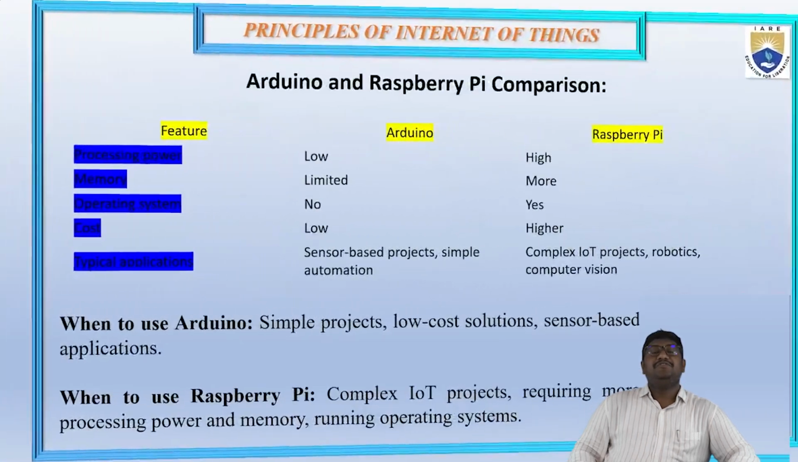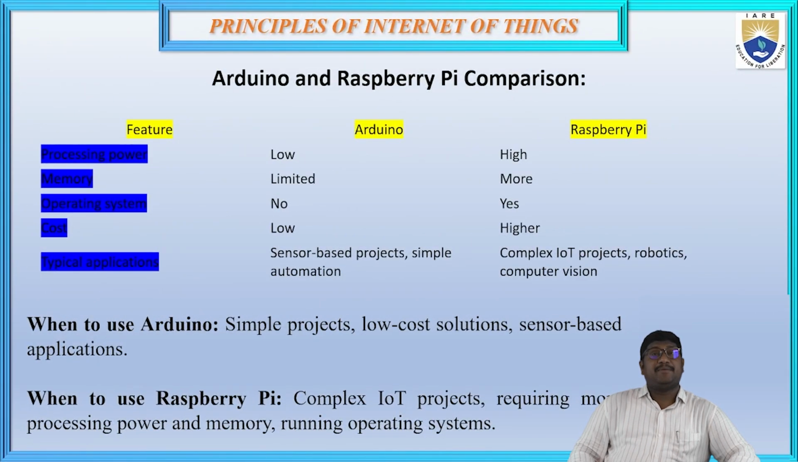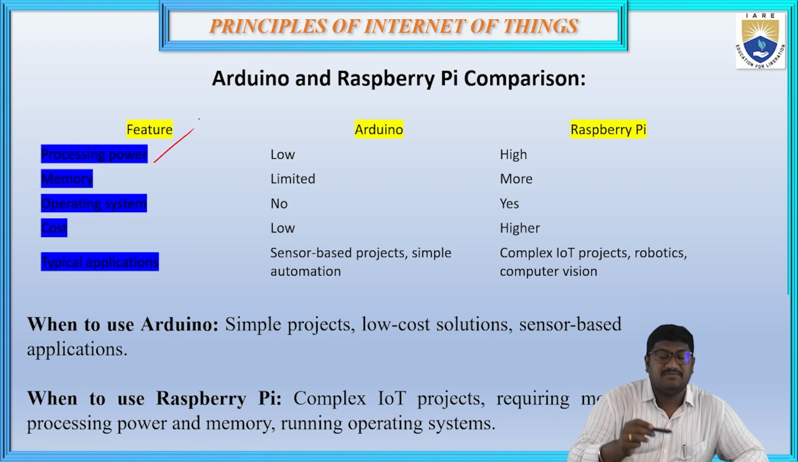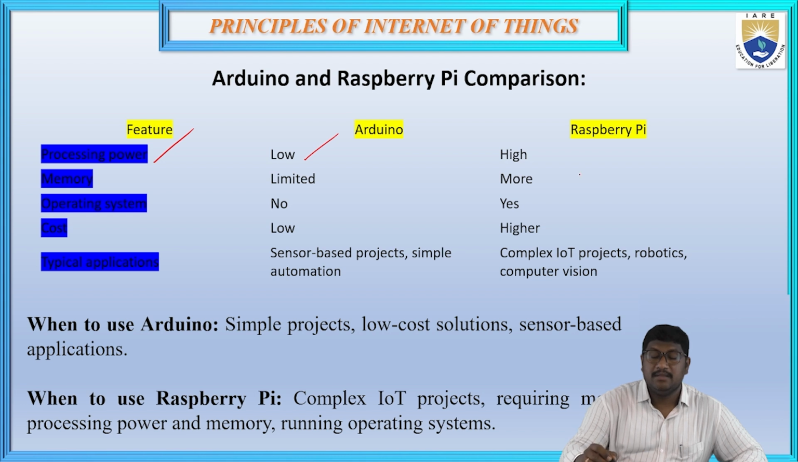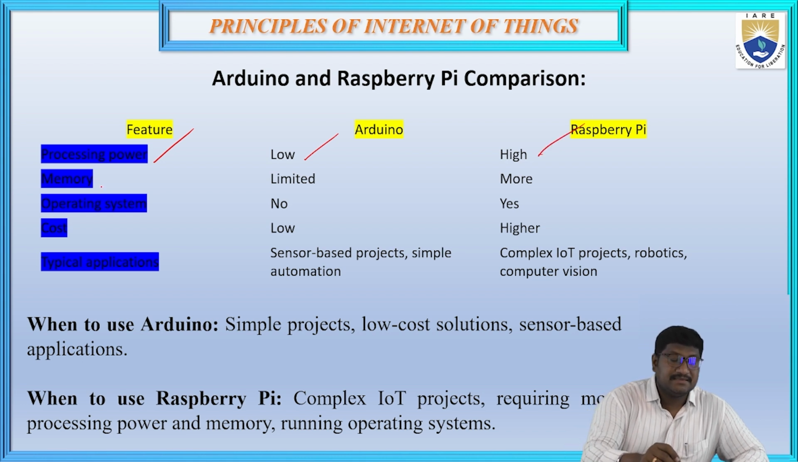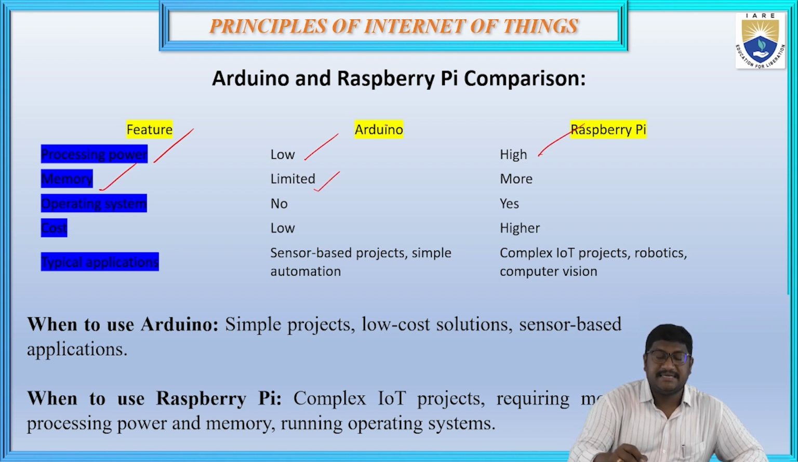These are the different kinds of Arduino. Now I will compare both Arduino and Raspberry Pi along with their features. The first feature was processing power. It will be low in Arduino and high in Raspberry Pi. The second feature, memory, is limited in Arduino. It will be more in Raspberry Pi.